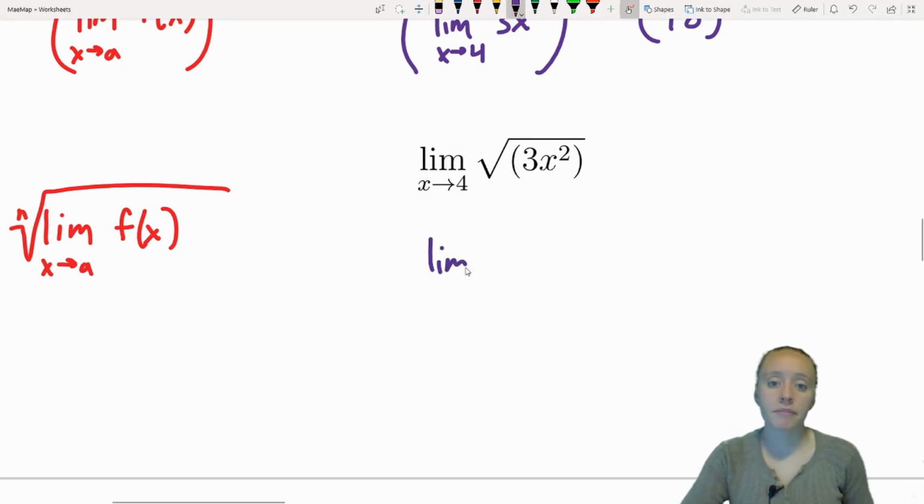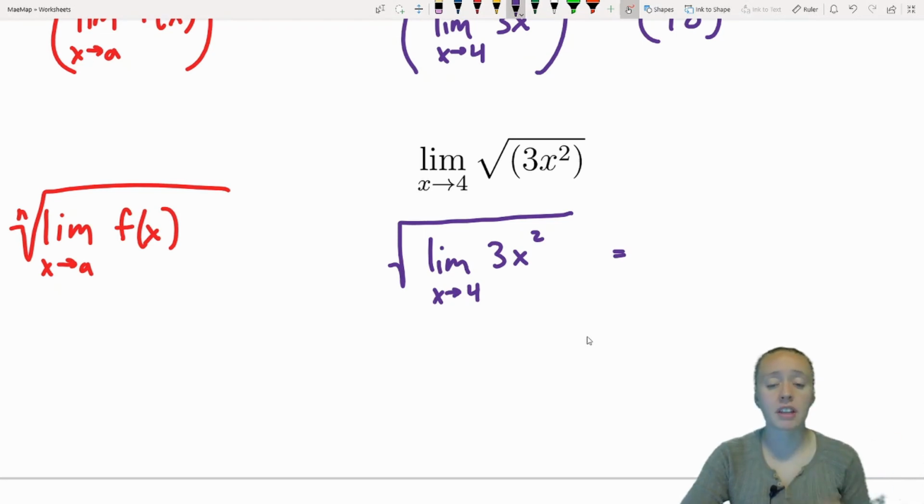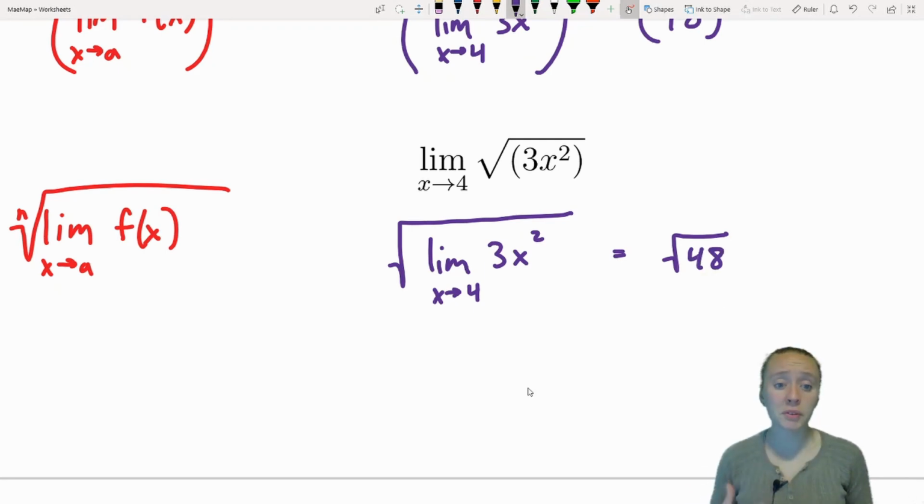I'll have the limit of 3x squared as x approaches 4, and I'll take the square root of that. That's going to be equal to, I know that limit within that radical is equivalent to 48, so that's going to be equal to the square root of 48. And the square root of 48 can be simplified down as a radical because a perfect square fits within it. The square root of 48 can be written as the square root of 16 times 3, which would be 4 root 3.